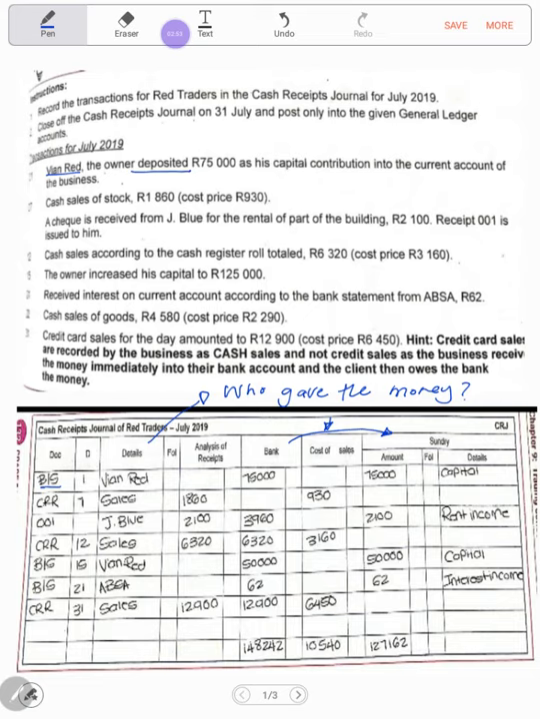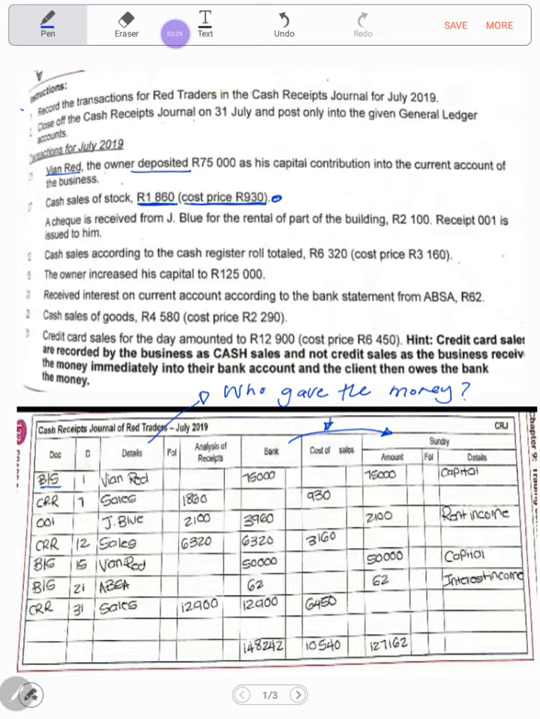Moving along to your next transaction, we had cash sales of stock worth 1,860, and the cost price is 930. So the 1,860 is what we sold our stock for. The cost price in brackets is what the business purchased that stock for. Very important, especially when you have to update your trading stock account, we will use the cost price amount.